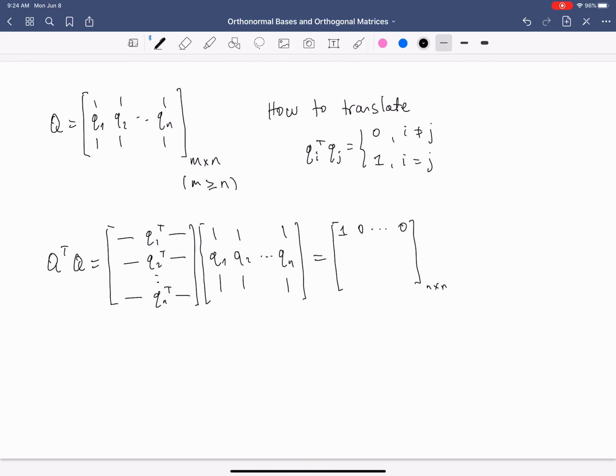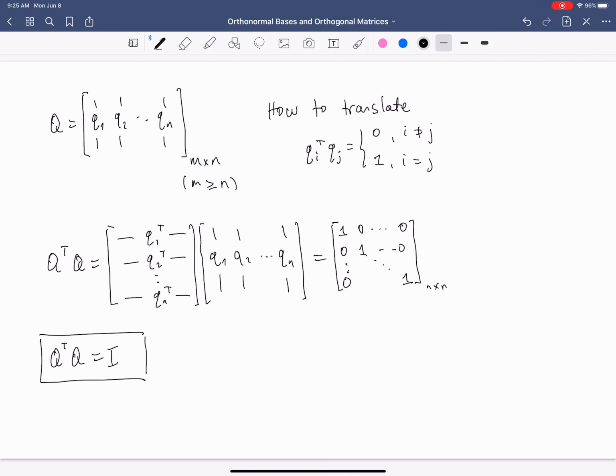What happens with the second row? Well, now I have Q2 transpose times Q1. I know that is 0 because the vectors are orthogonal. Then Q2 transpose times Q2 gives me 1. And in fact, you see the pattern. You get the identity matrix, with a bunch of zeros above and below, right? So no matter whether the matrix Q is square or rectangular, what we get is that Q transpose Q is the identity matrix. Now, pay attention here. This is a very important property.